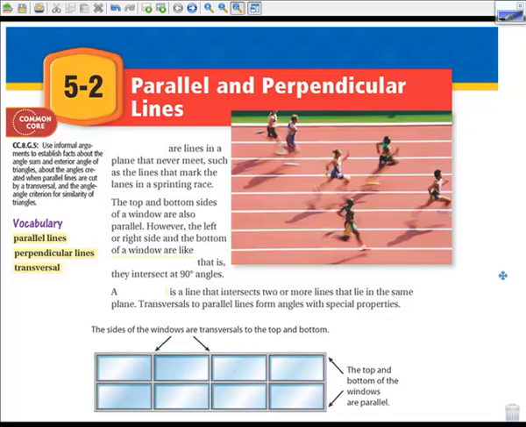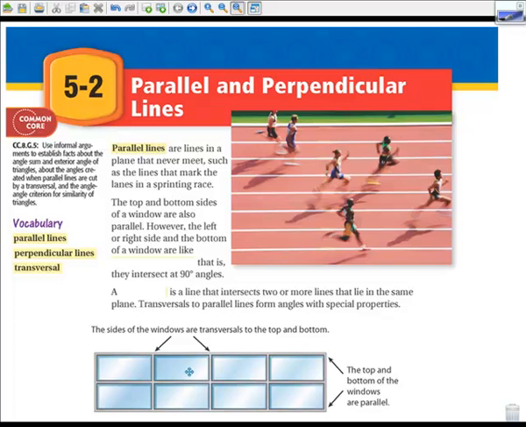Lesson 5.2 deals with parallel and perpendicular lines. So we're going to go ahead and fill in some blanks. And the first one is: blank lines are in a plane that never meet, such as the lines that mark the lanes in the sprinting race over here. And those kind of lines are parallel lines. So we know parallel lines are lines that never meet.